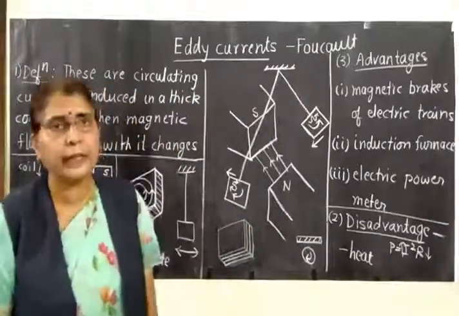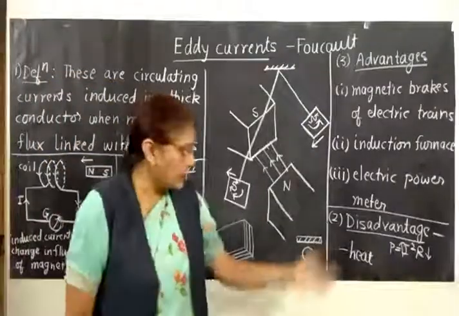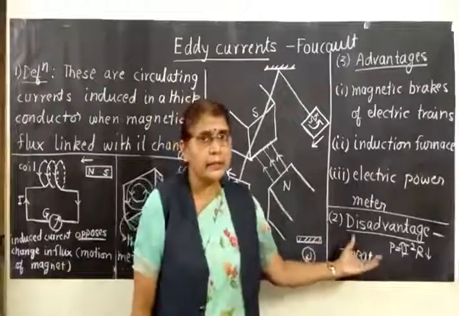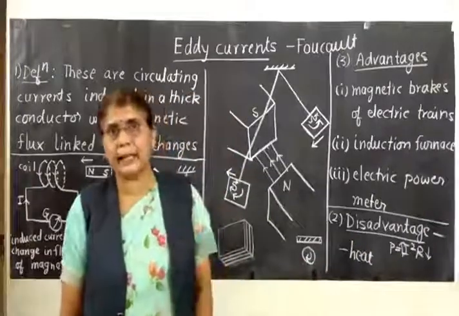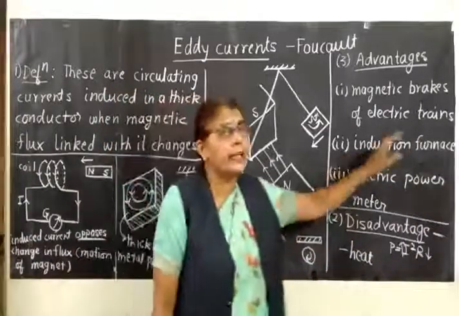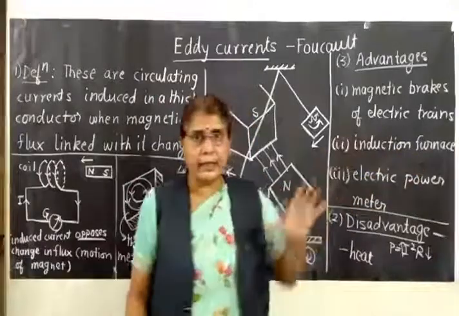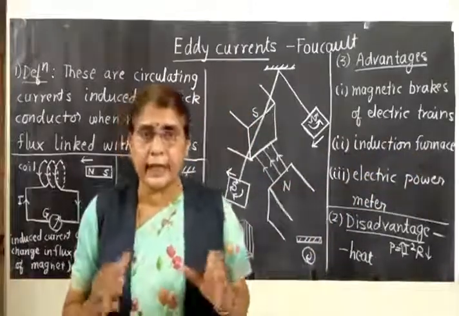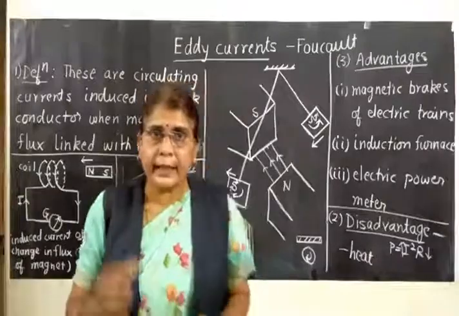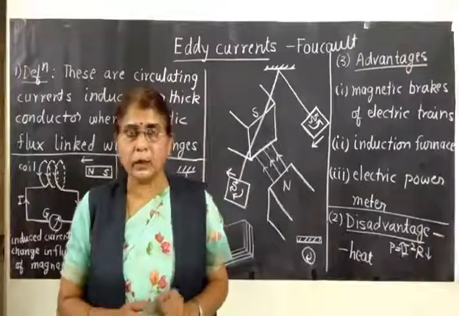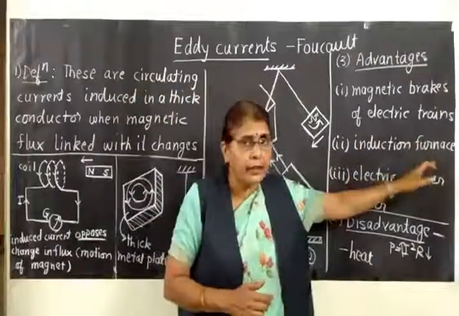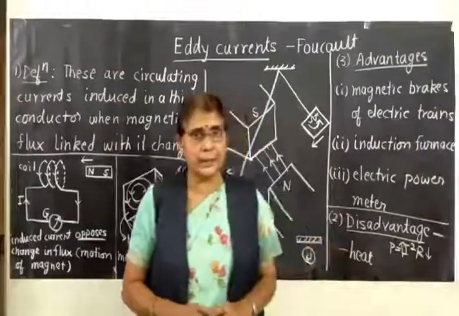Now, where do we use eddy currents? Just now I told you there is a large amount of heat produced by the eddy currents. This heat is used in the induction furnace. In the induction furnace, the heat produced by the eddy currents can even melt the metals and produce alloys. So this is used in the induction furnace to produce alloys.